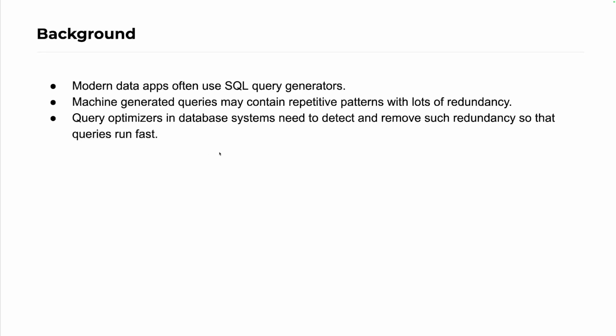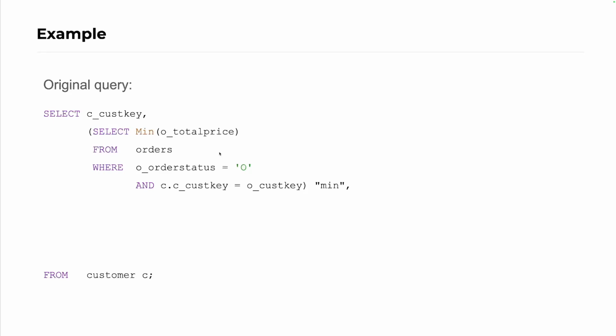Let's take an example. This is a query derived from Firebolt production workload, but of course we have rewritten it using the TPCH schema. The query is straightforward. It selects on the customer table, and then it utilizes a correlated subquery to select, for each customer key, orders matching status equal to O, and among all of those orders, select the order with the minimum total price. Let's just call this subquery to compute the minimum order.